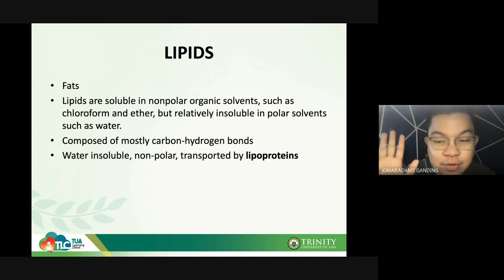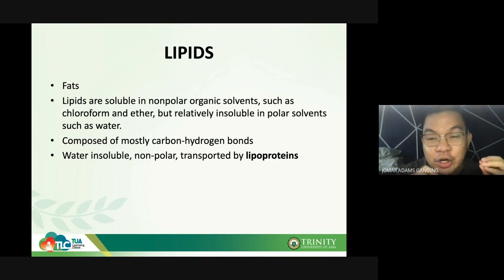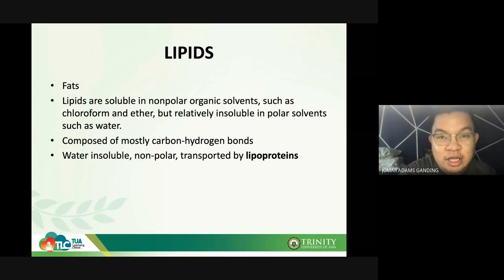Can I see a raise of hand if we're clear on that part? Again, your fats or your lipids, they are insoluble in water. That's why they would need carrier molecules to help them be transferred from one place into another. And that is what we call generally your lipoproteins. And there are different lipoproteins. Just as today we will be discussing different forms of lipids, there are also different forms of lipoproteins that carry the respective lipid all throughout our body.